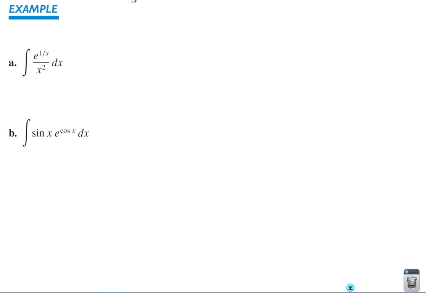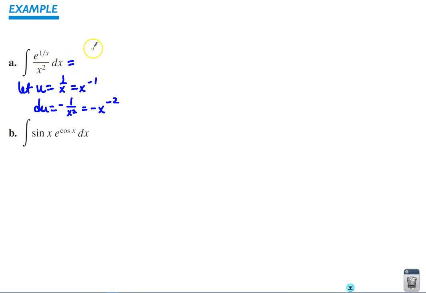When I see this, I pretty quickly recognize, so e to the something. Usually that something is my u. So I'm going to say let u equal 1 over x, or x to the negative 1. So that means du is equal to negative 1 over x squared, or negative x to the negative 2. You can write that either way. I kind of like this way because look, 1 over x squared, ooh, right here.